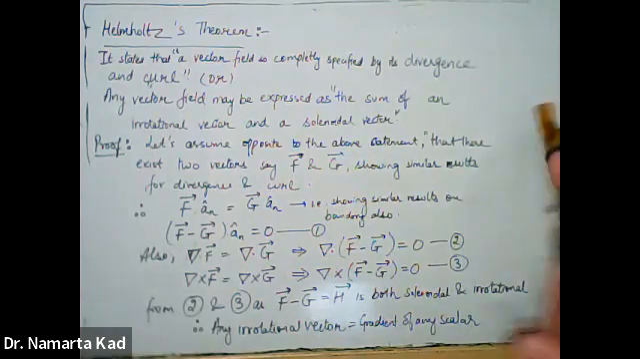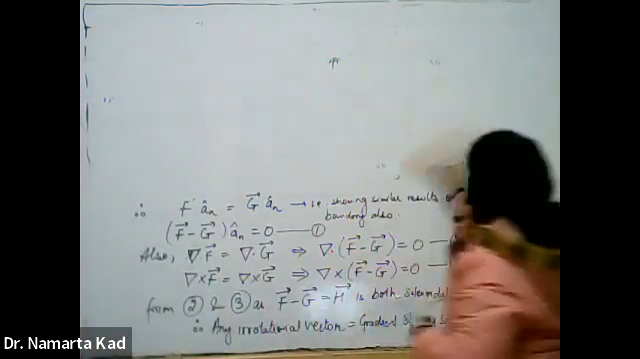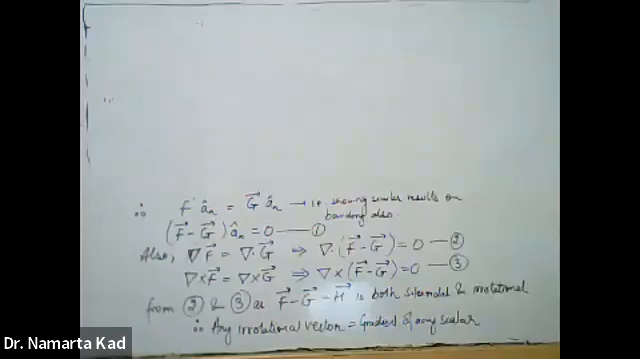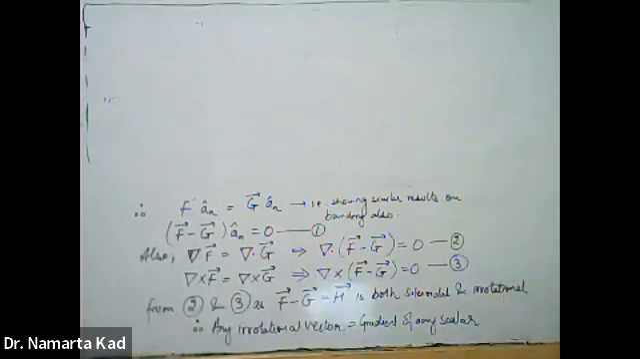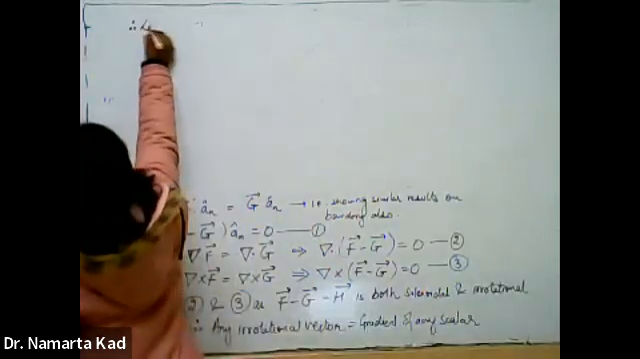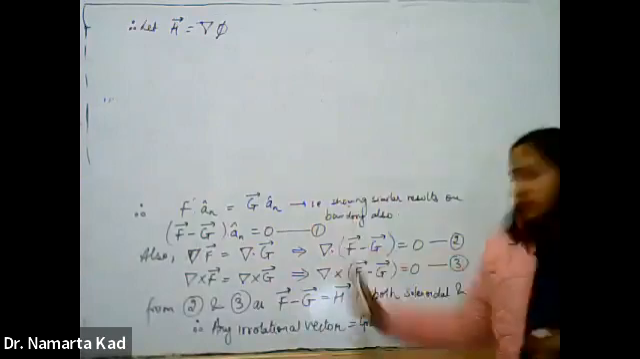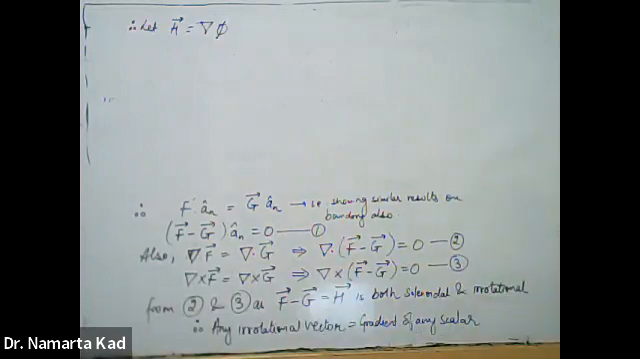So it can be further written, in the further steps, so therefore the h vector can be written as the gradient of any scalar. We are going to take that scalar as phi, and therefore let h vector be equal to del phi. That means h vector is our irrotational vector, and that is equal to del phi, the gradient of any scalar quantity.